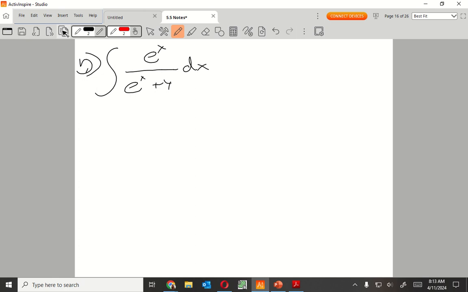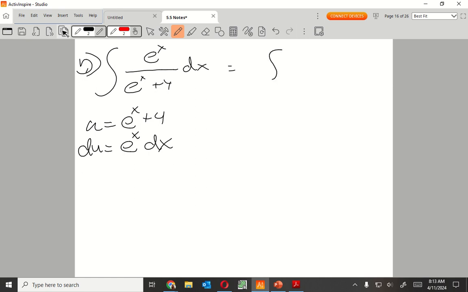So I'm going to say that my u is e to the x plus 4. My du, my derivative, I'm going to get just e to the x dx. Okay. So everything on top is just du at that point. Yeah, so right there. So let's go ahead and rewrite it.